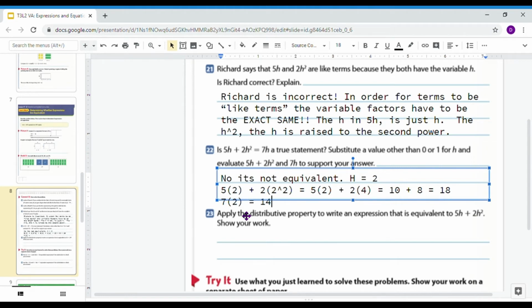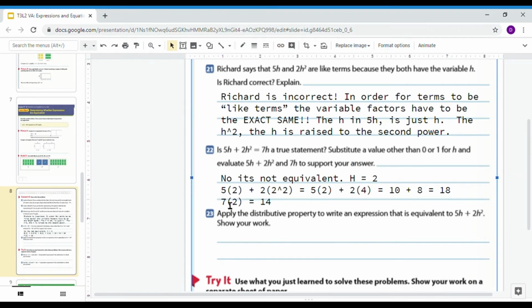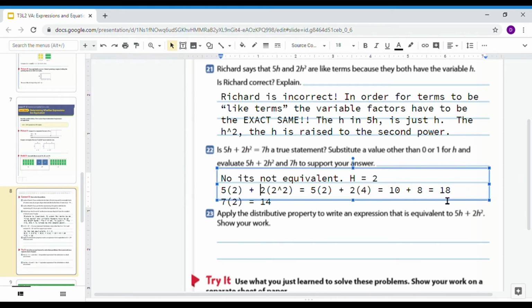So I can see that when I substituted the 2 in for both expressions, I got 18 as one of my answers, and I got 14 as my other answer. And I can use this to support and prove that they are not equivalent.